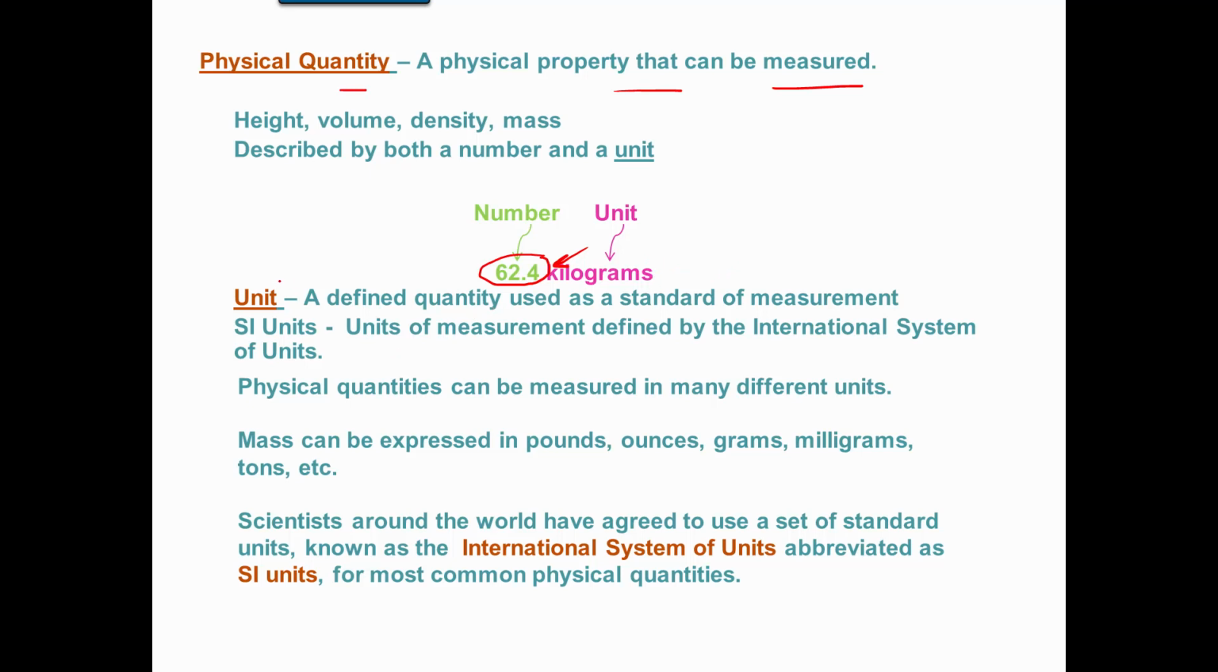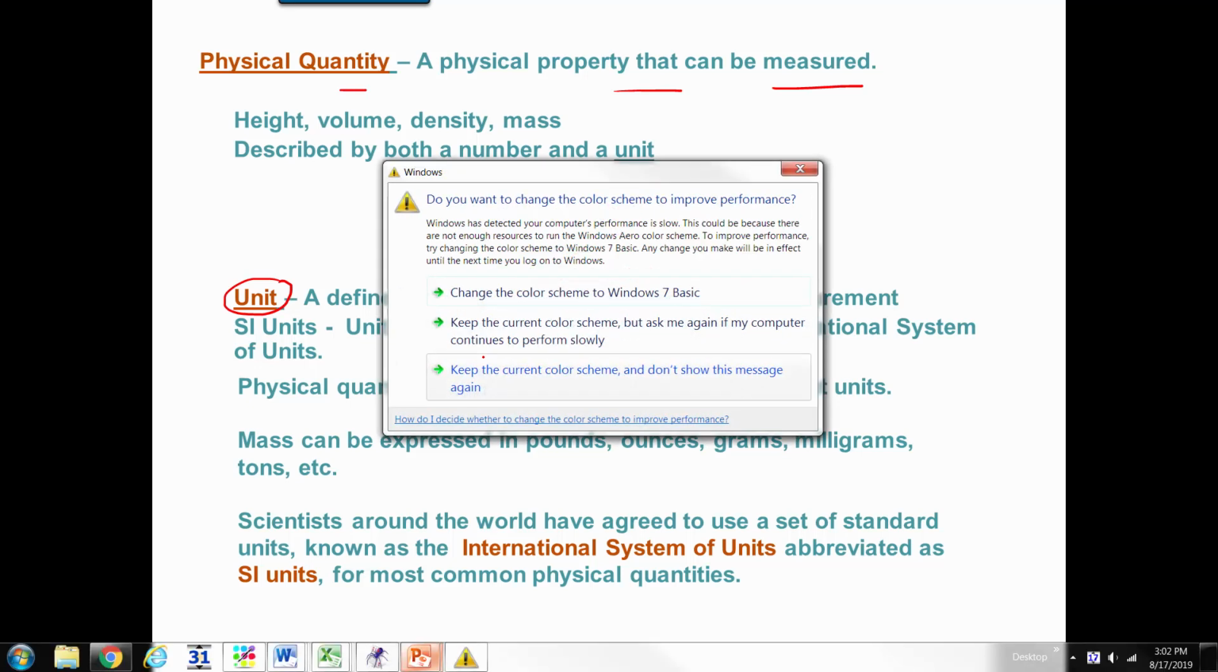If I say that the size of that book is 5, that could mean anything. It could be 5 inches, 5 centimeters, what have you. So we use units. In chemistry, we use what we call SI units, standard units of measurement, and these are defined by an international system of units. And we basically use the metric system.